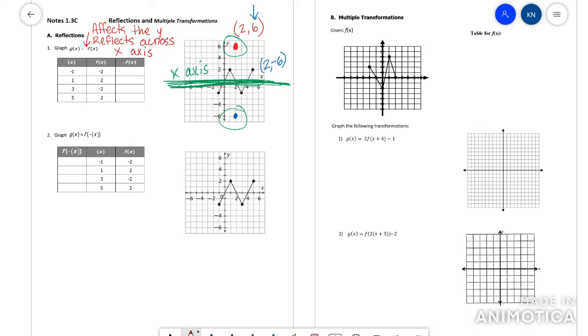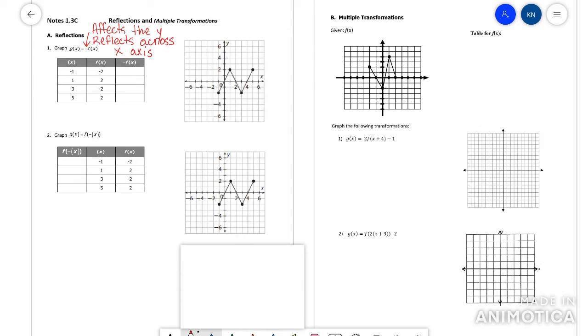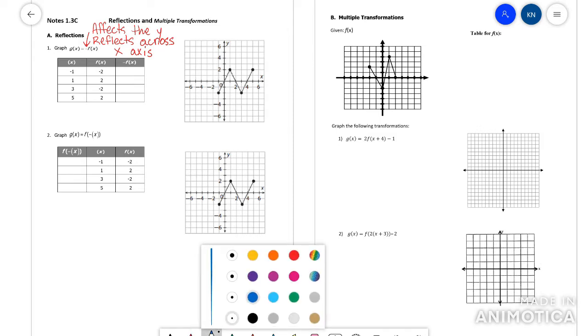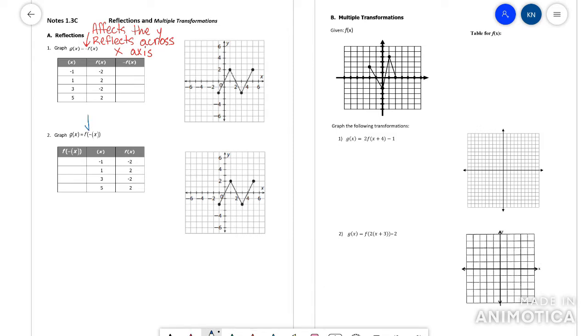That's a really important thing to understand. So let's look at the other scenario, which would be if it's a negative inside the f of x here. It affects the x.